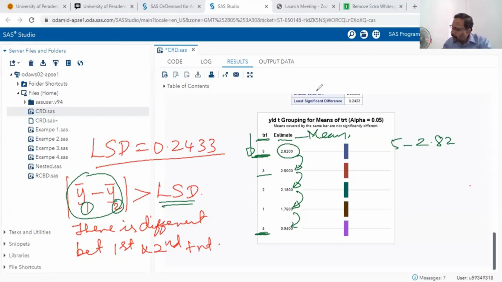Right. Now these are the mean values. So the fifth treatment is there. The next one is the third treatment. What is the mean value? 2.50. What is the difference between these two means? If I compare treatment 5 versus treatment 3, what is the absolute difference?